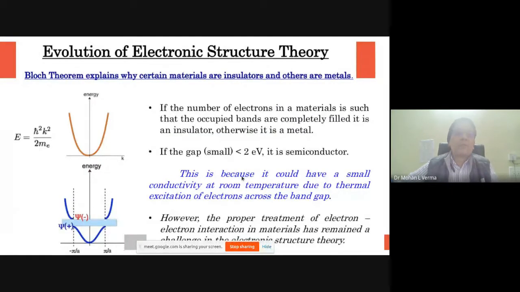Then, in the next step of the evolution of electronic structure theory, on the basis of Bloch theory, if the number of electrons in the material is such that the bands are completely filled, then it will behave as an insulator. And in the E-k diagram, if the gap is less than 2 electron volts, then it is a semiconductor, because it can have small conductivity at room temperature due to thermal excitation of electrons across the band gap. This is for nearly free electrons in the crystal, and for localized electrons, the E-k diagram is well given in simple solid-state physics books.